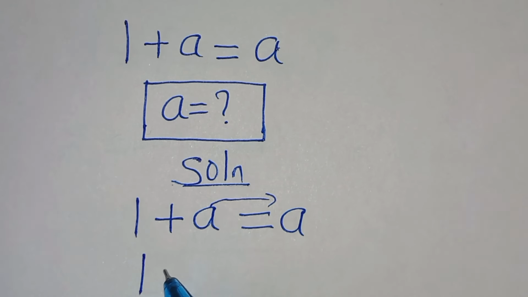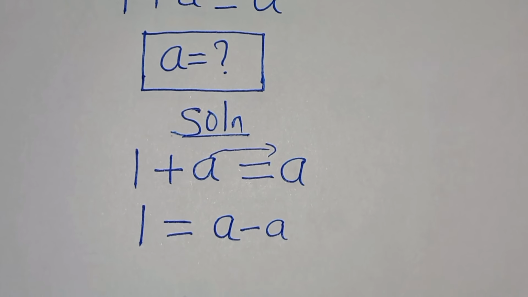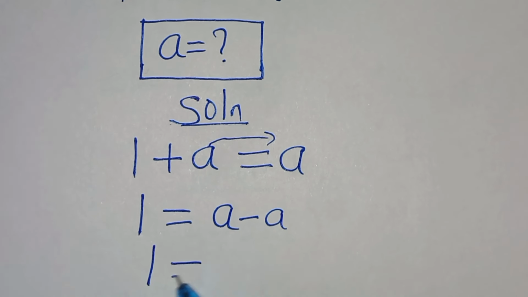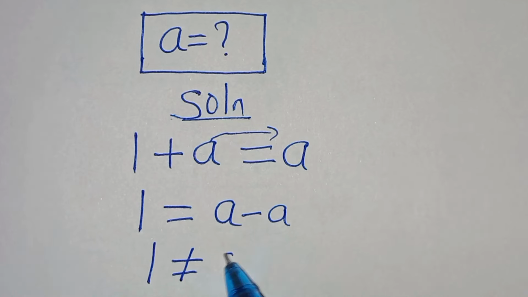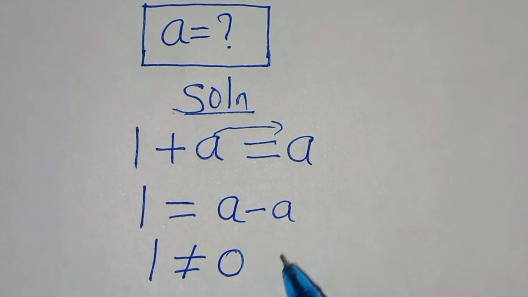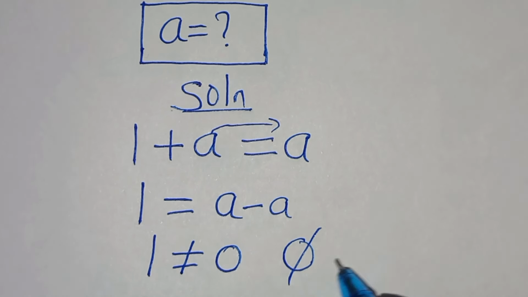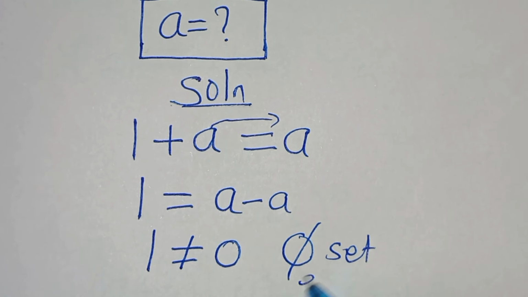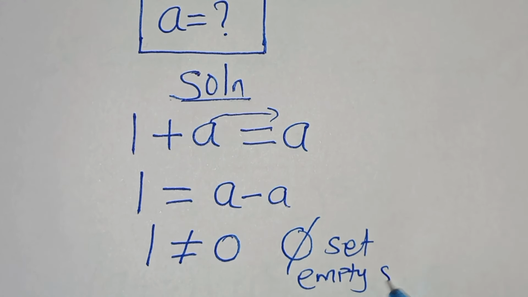So this means that 1, this is equal to a minus a. And this means that 1, this is not equal to a minus a, this is equal to 0. In other words, we have an empty set here. We have an empty set.